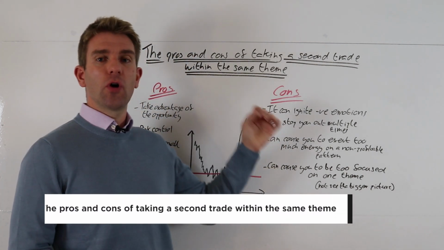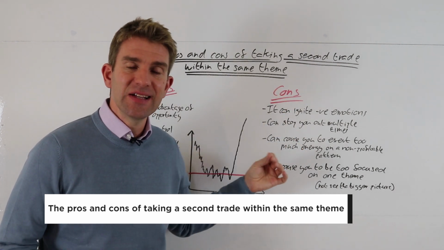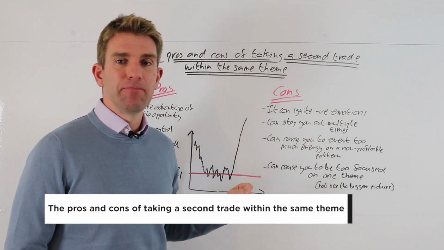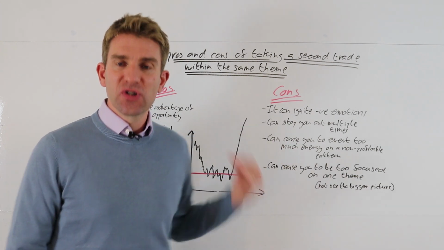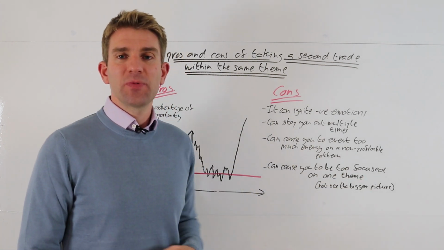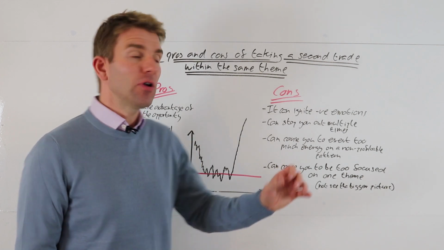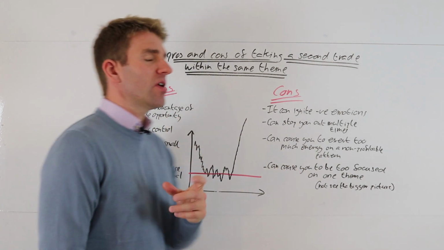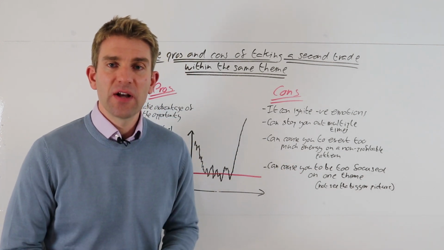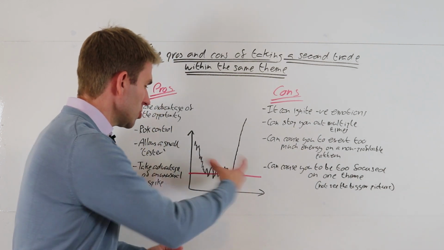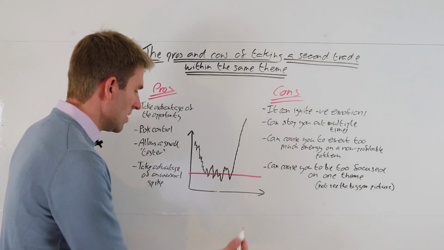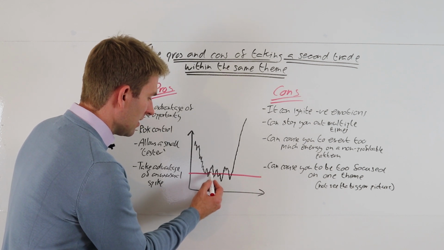So what are the pros and cons of taking multiple trades around that theme? In other words, you take one, you get stopped out, you take it again, you get stopped out, that kind of thing. Now, if we look at the pros side of it, the pros are you're taking advantage of an opportunity. So the market's come down, and let's just look at perhaps something that we could do here. So let's say we bought at this point here. Hopefully you can see that on the screen.